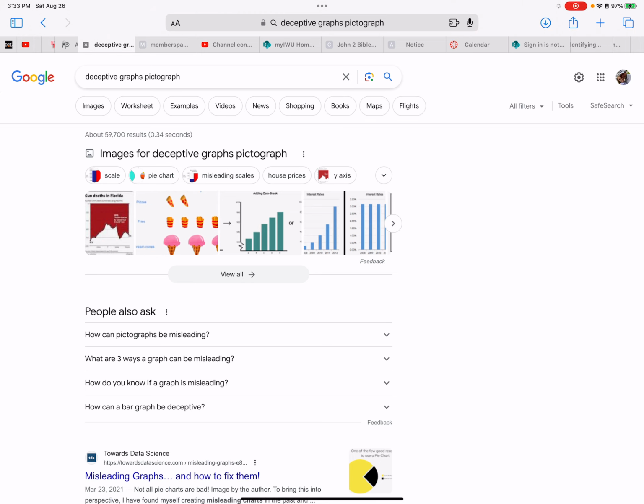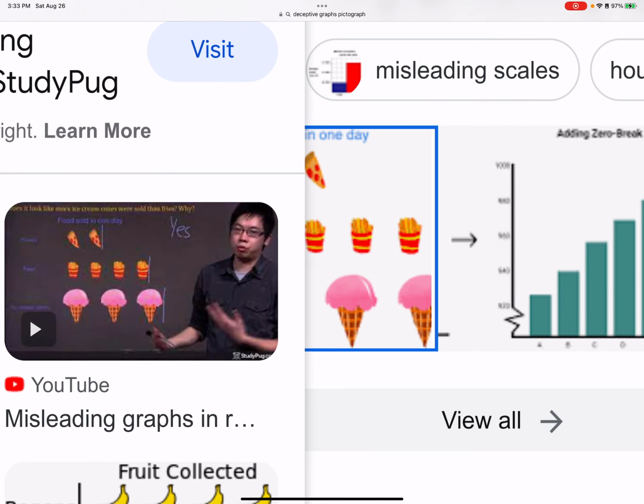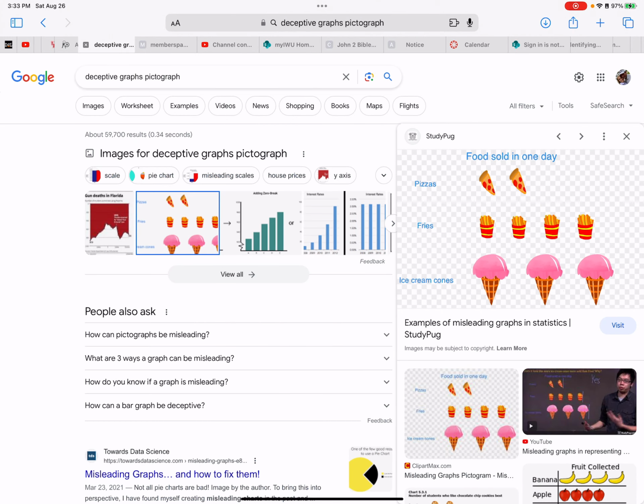Okay, like this one here. Oh, sorry, you can't see it. There it is. Okay, so for the ice cream cones, you can see the ice cream cones are so gigantic that they look like they're way more than the fries. If you notice, there's actually more fries than ice cream cones in this graph. But the pictograph makes it look like the ice cream cones are a bigger representation when they're not.